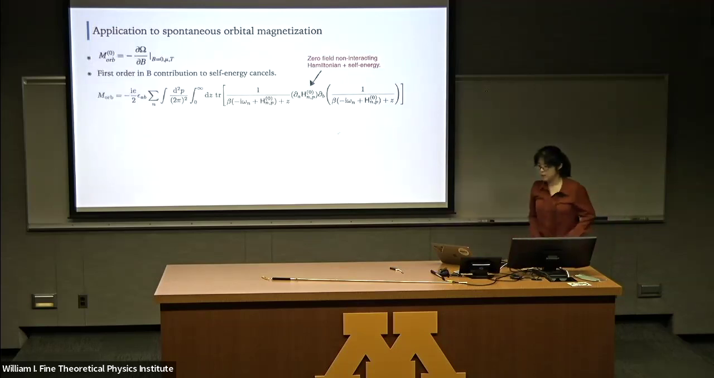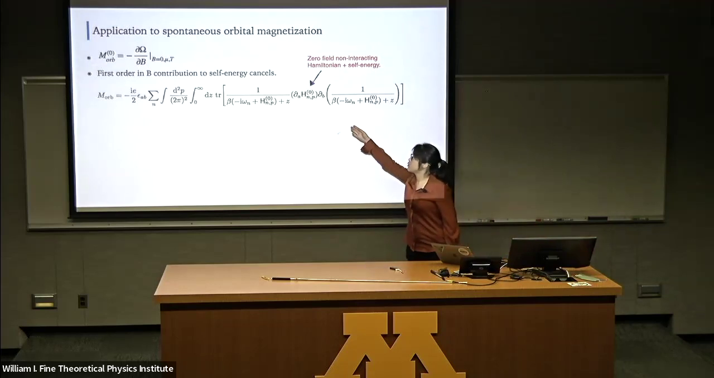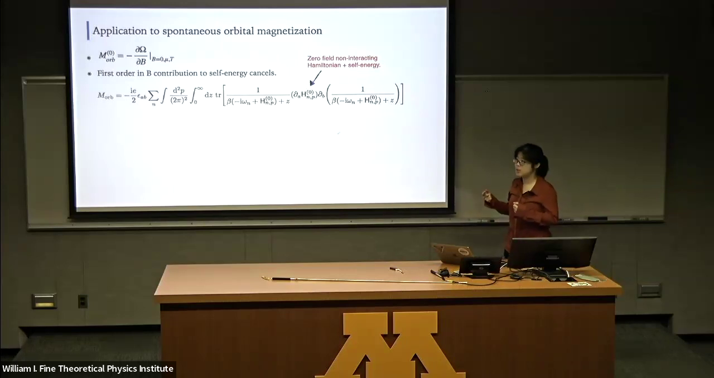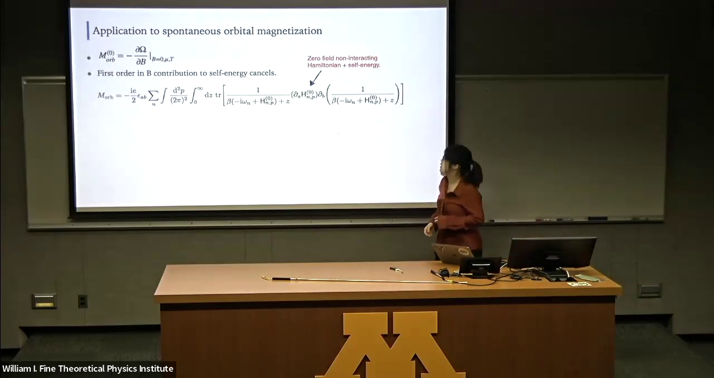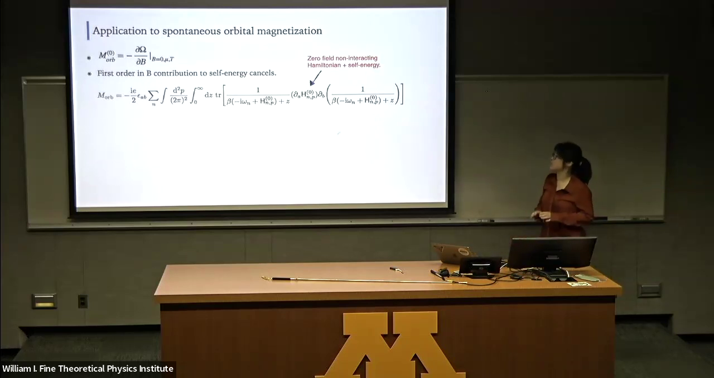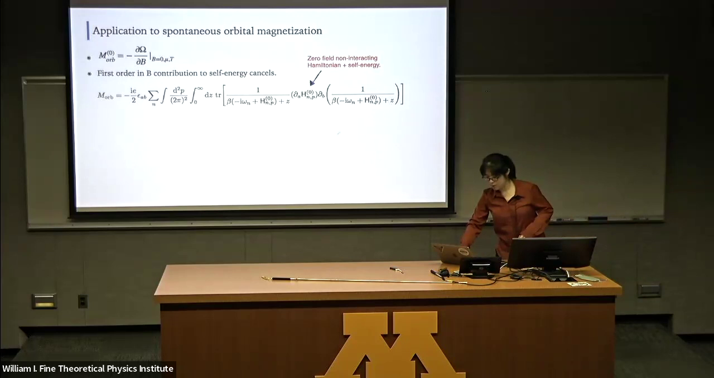Okay, so now let me apply this to the spontaneous orbital magnetization, which is the term linear in B in the thermodynamic potential. This is the general result we got. The key point is that in the intermediate steps there are linear in B corrections to the self-energy, but it turns out that those corrections just cancel, and in the end the spontaneous magnetization only depends on the Hamiltonian and the self-energy at zero magnetic field. This is as expected because we are calculating spontaneous magnetization. It should be just a zero field phenomenon, but it's like a confirmation.